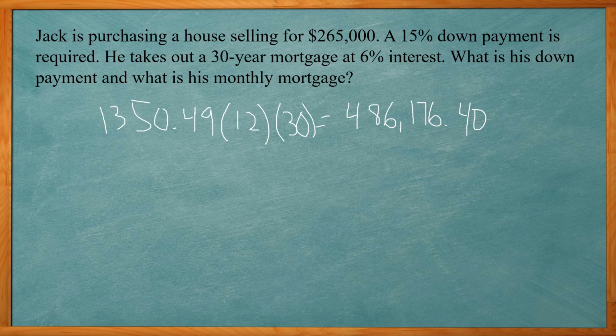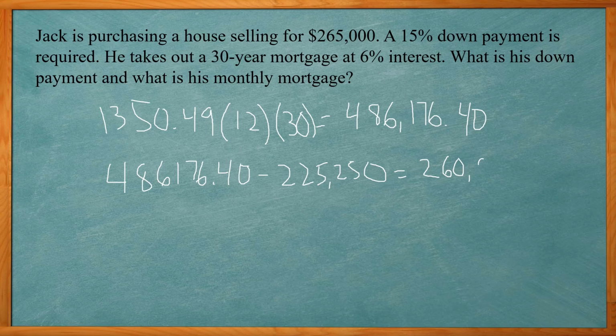All right, so that includes our loan of $225,250 and the interest that we accumulated over the years. So if we subtract out our loan amount of $225,250, that gives us $260,926.40. So that's the interest that we paid over 30 years.